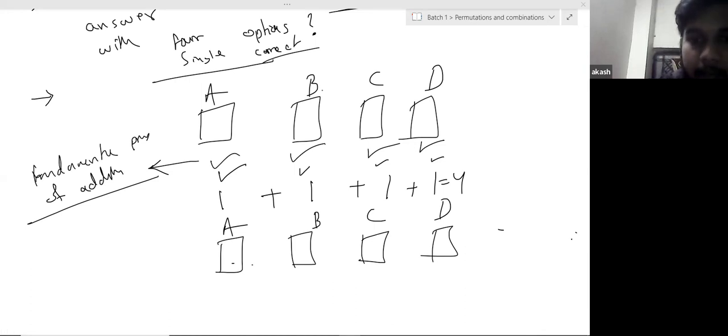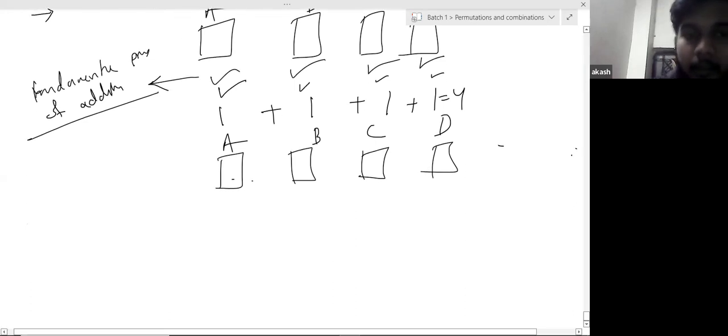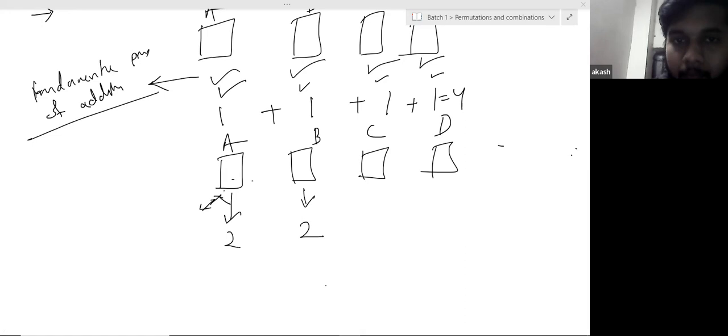So how to solve? C. Look at option A. This can either be true or false, right? This can either be correct or not correct. So two options. Same for B. This can either be true or not. Same for C. Same for D.